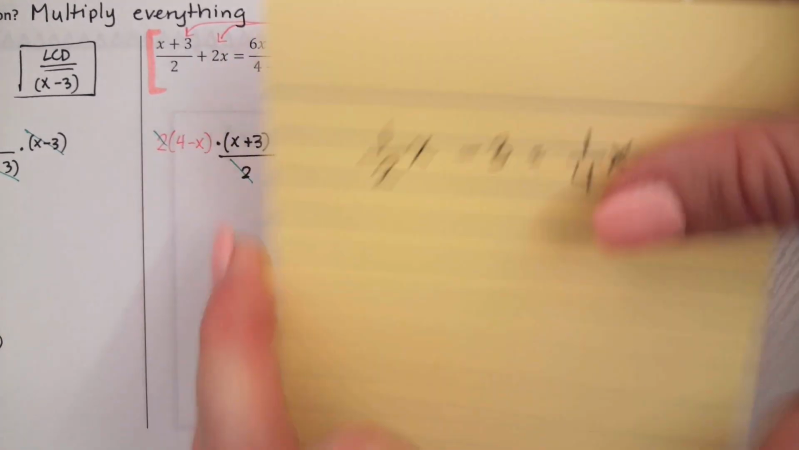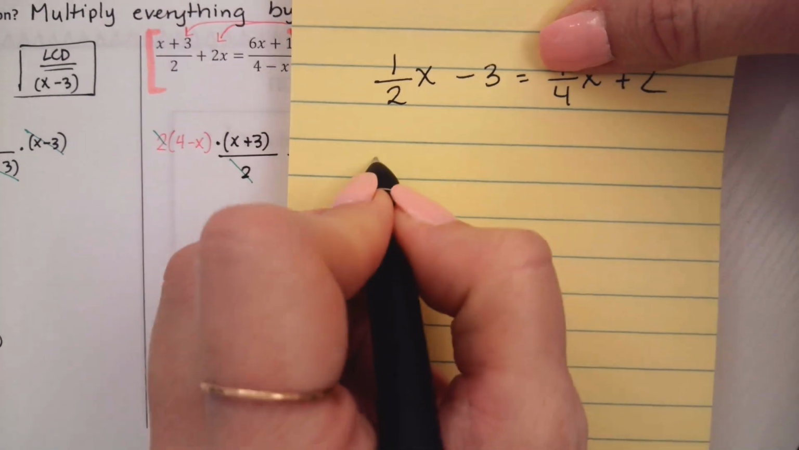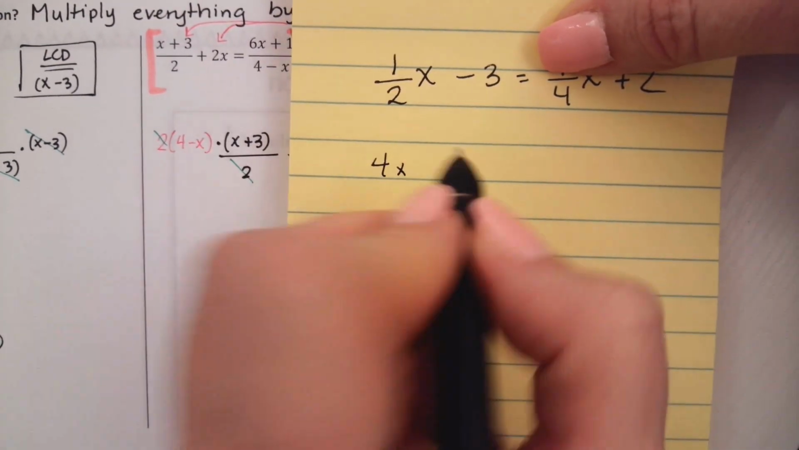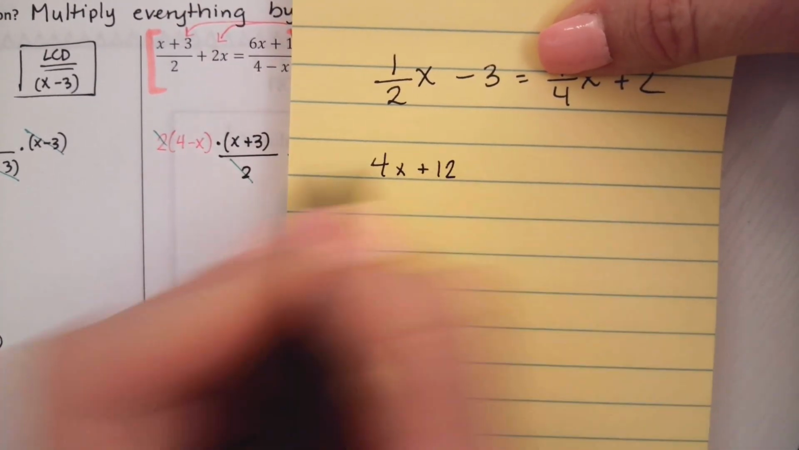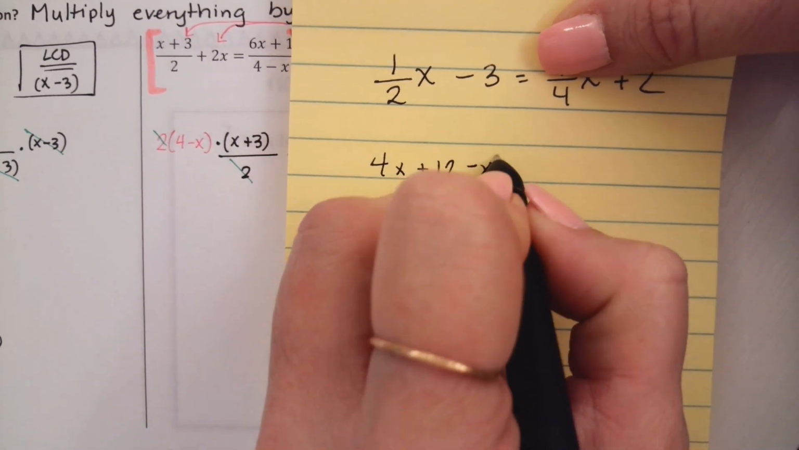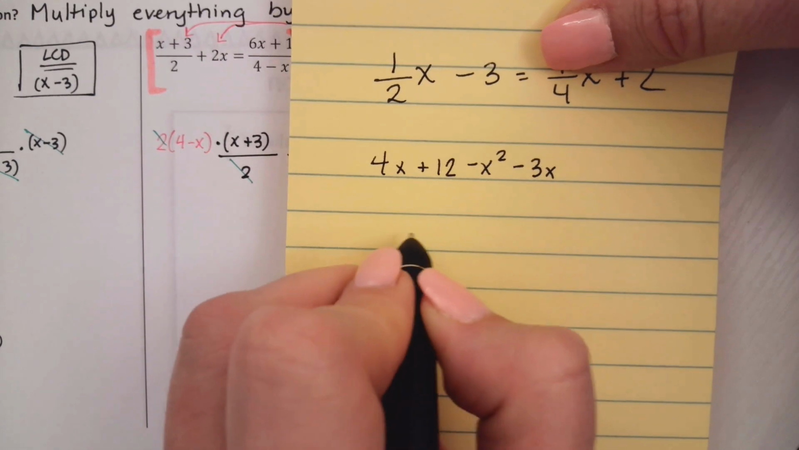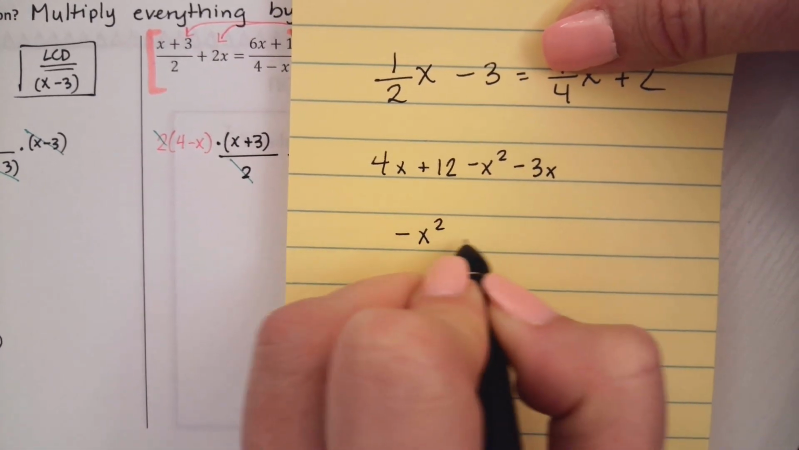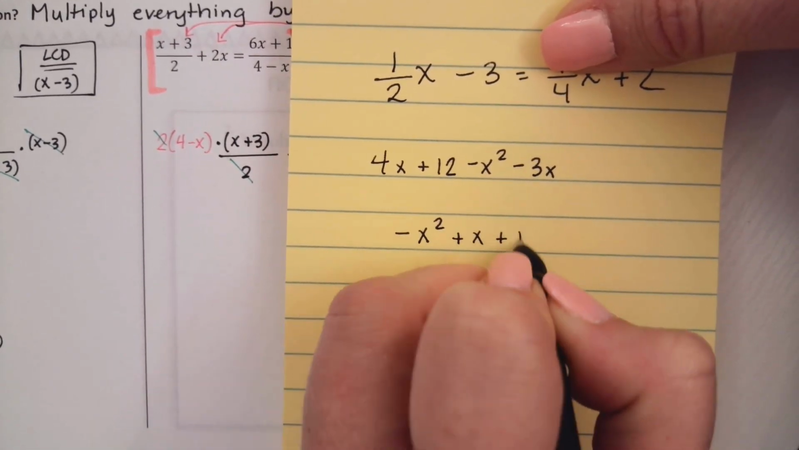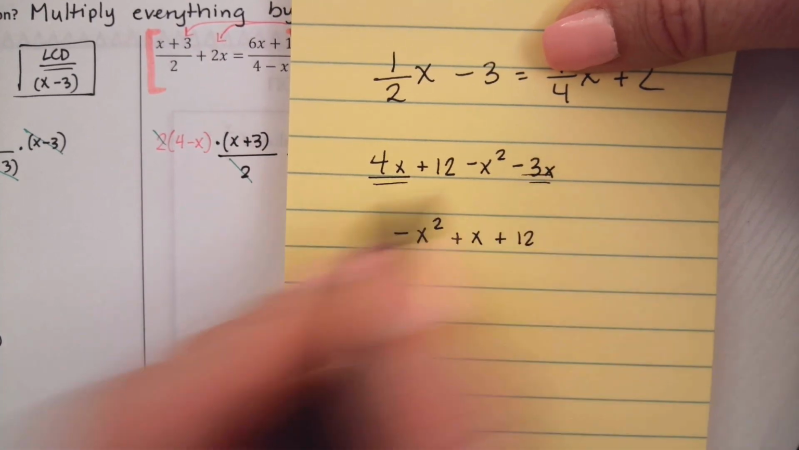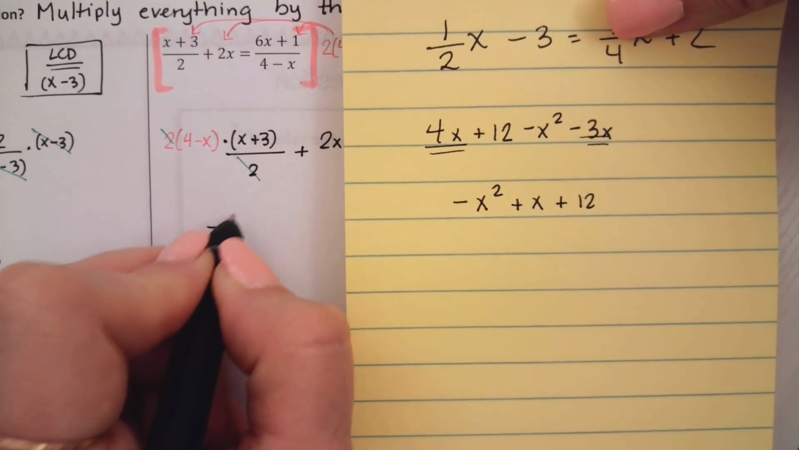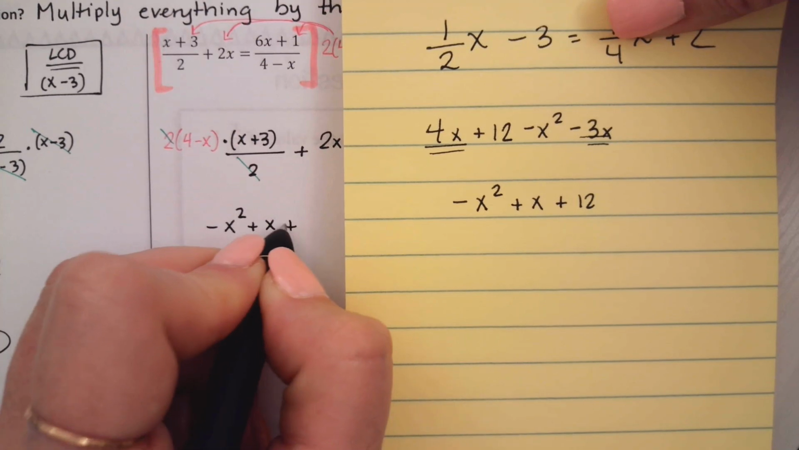Multiply them out, yeah. That would be, let's see, 4 times x would be 4x. And then we'll have 12, and then negative x squared, and then negative 3x, leaving us with negative x squared plus x plus 12 when we combine this one and this one. Negative x squared plus x plus 12.